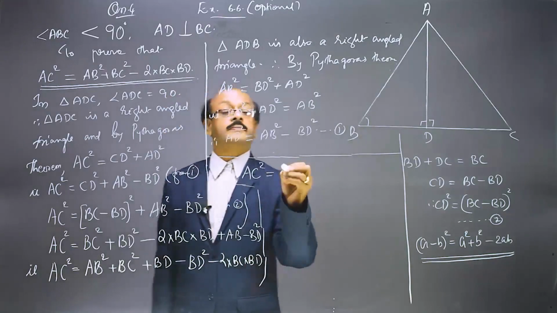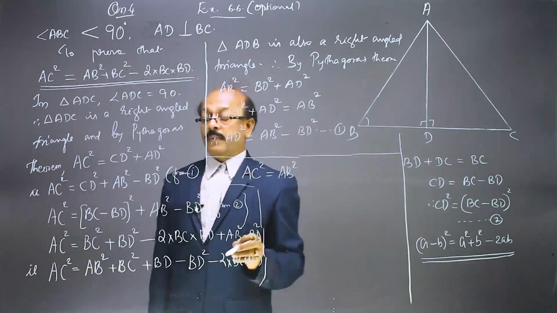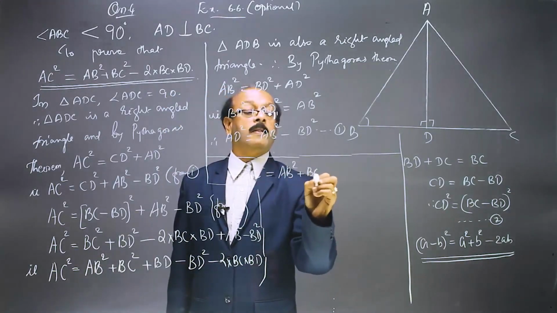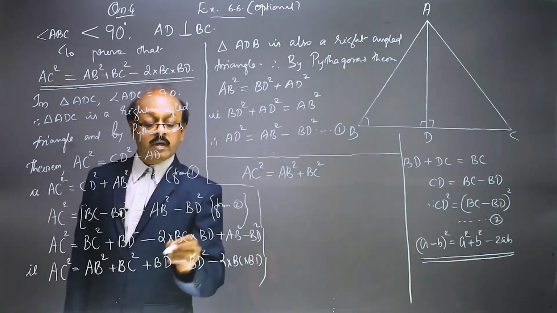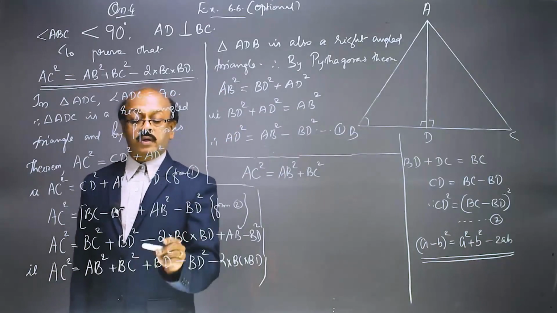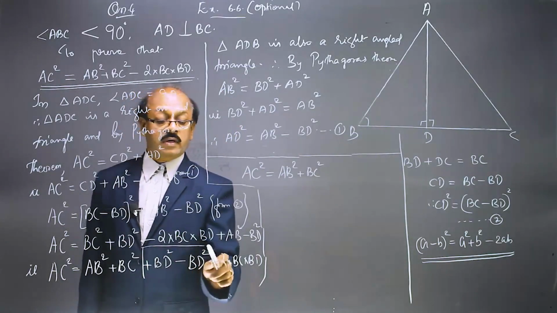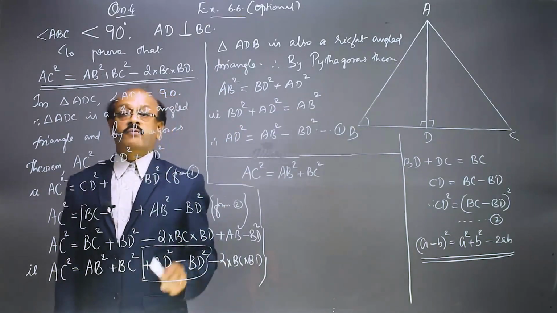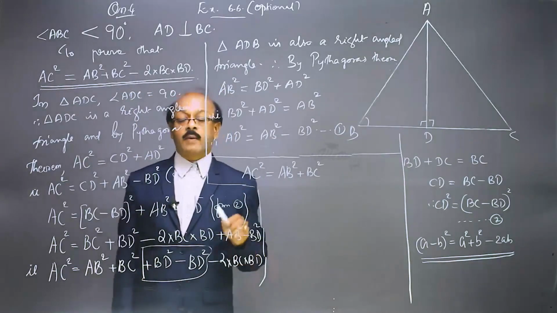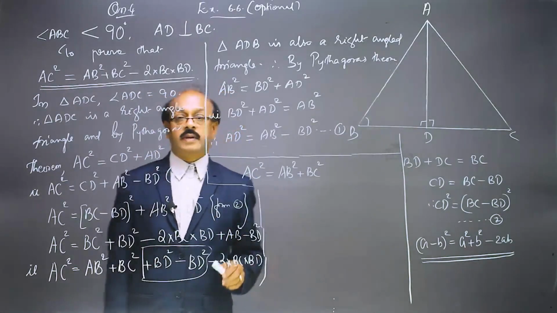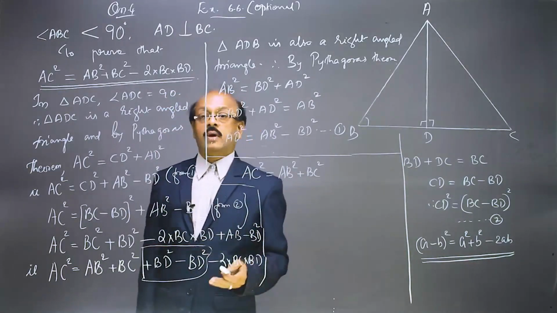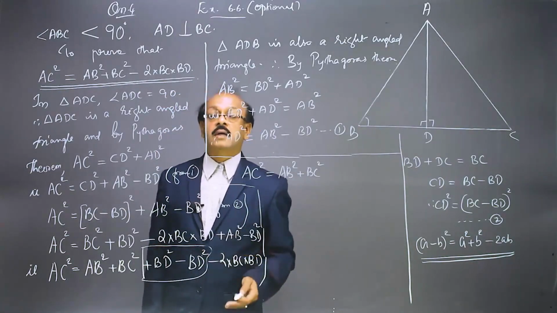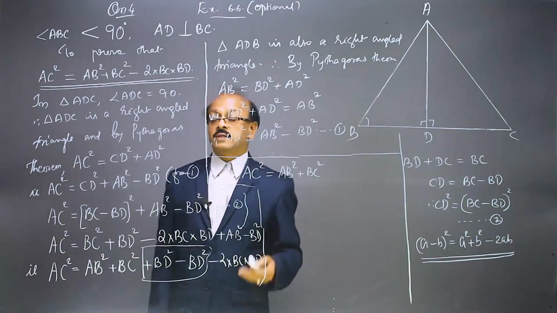Now we are getting the result as AC square is equal to AB square plus BC square. Then here, plus BD square and minus BD square will give the result 0. The sum of plus BD square and minus BD square is equal to 0. So the terms are cancelling. Plus BD square minus BD square get cancelled. The result is 0.